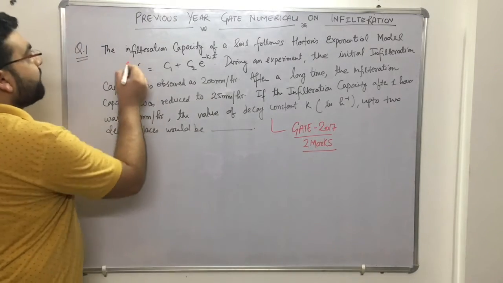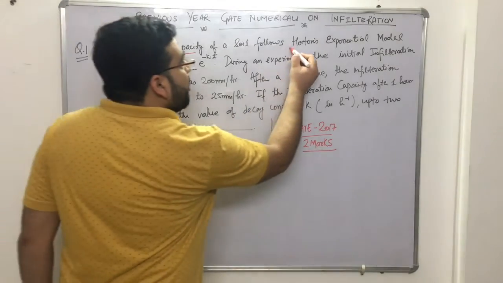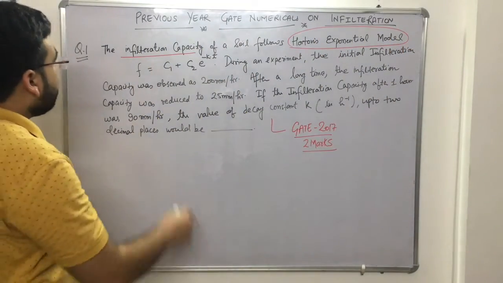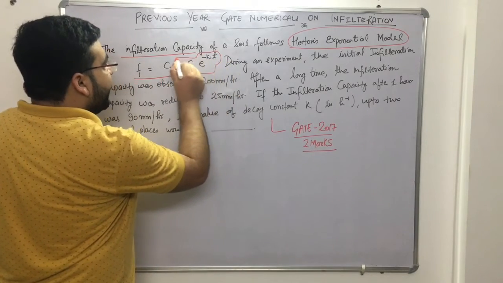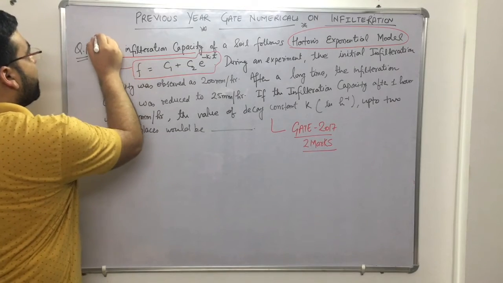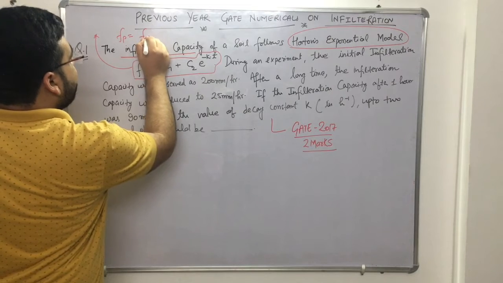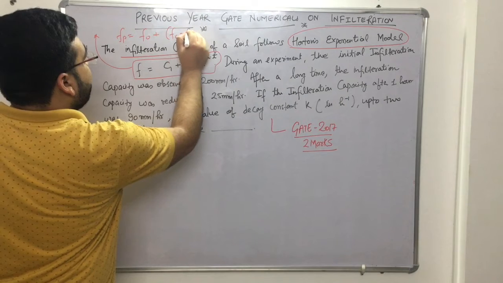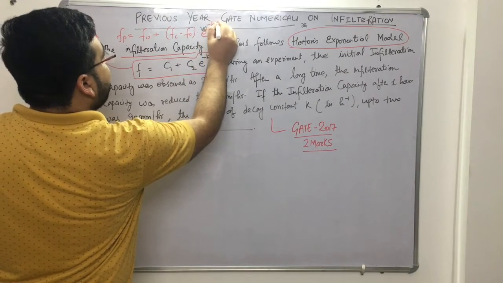The numerical was: the infiltration capacity of a soil follows Horton's exponential model. So it is based on Horton's model, right? F is equals to C1 plus C2 e raised to power minus KT. So this model has been given to you. Now actually what is the model? If you remember, it is Fp is equals to F naught plus Fc minus F naught into e raised to the power minus K into T.